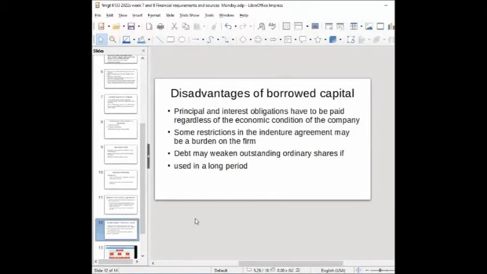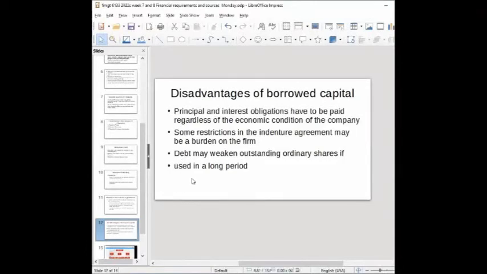Another disadvantage is that because there is an outstanding debt to you, it weakens the outstanding ordinary shares. Because that debt means more supply of ordinary shares of stocks to the market, because you're not offering that stocks to the market because you have this debt as the source of your fund needed.